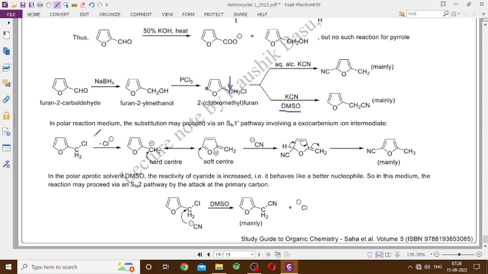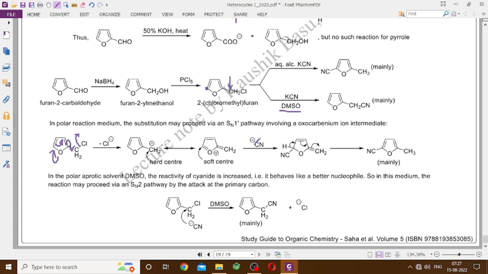It is an SN1 via carbocation. This oxygen helps in departure of this chloride, so a resonance stabilized oxocarbenium ion is formed, and that has two different positions that are electrophilic. This carbon, because it shares most of the positive charge on the side, is a relatively hard center, and that is relatively a soft center.